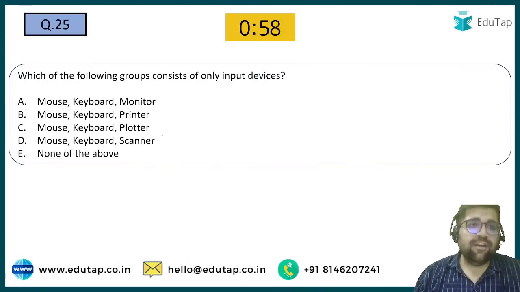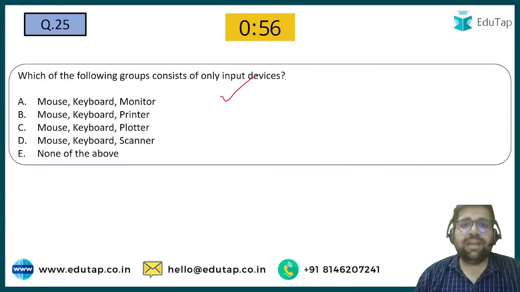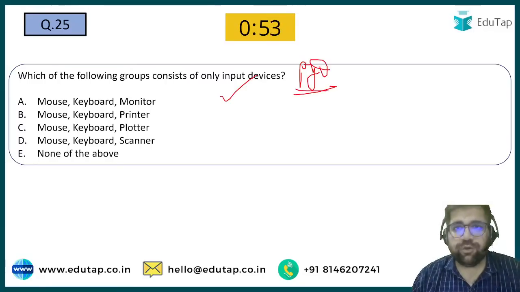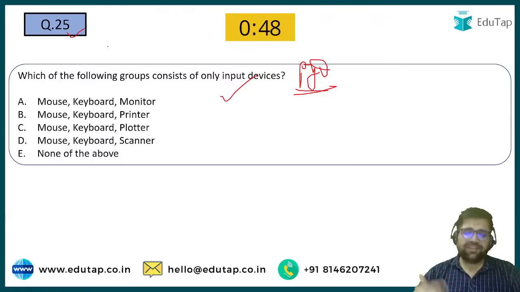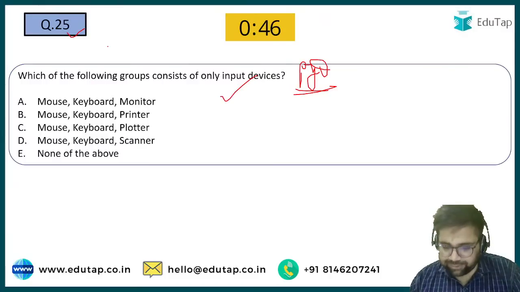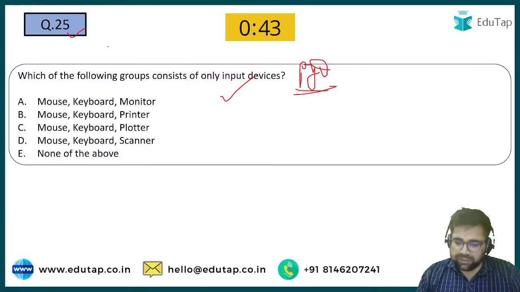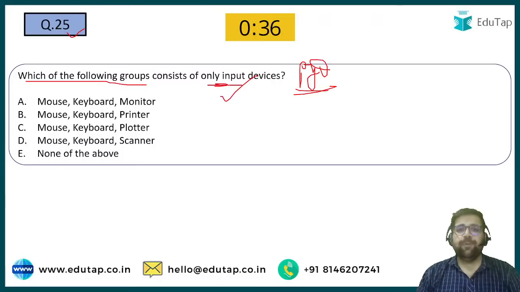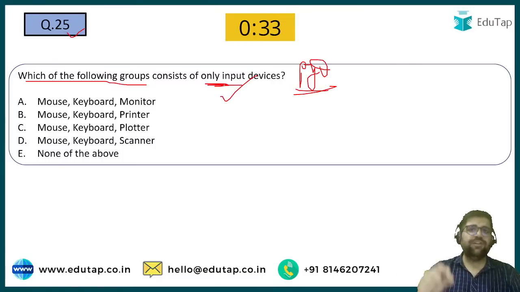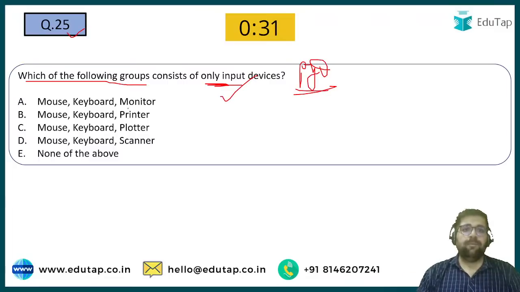Question number 25. Which of the following groups consists of only input devices? Now this is based on a previous year question. Okay, I am increasing the speed a bit. Yes, used in UPSC prelims as well. OMR is optical mark recognition, I have repeated it multiple times. You will have to select the option which shows only input devices. Monitor, again, for Gotham, I am repeating, it is output only. So this is not your answer. Mouse, keyboard and printer: printer, again, is an output.